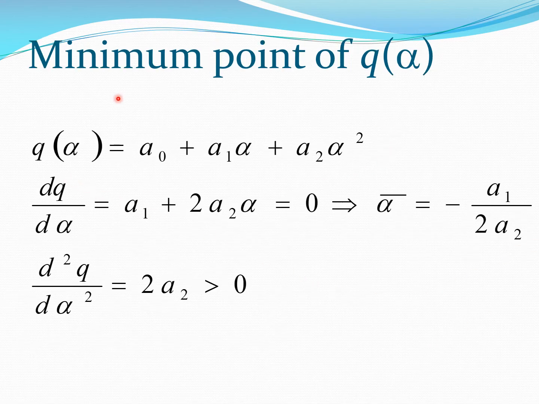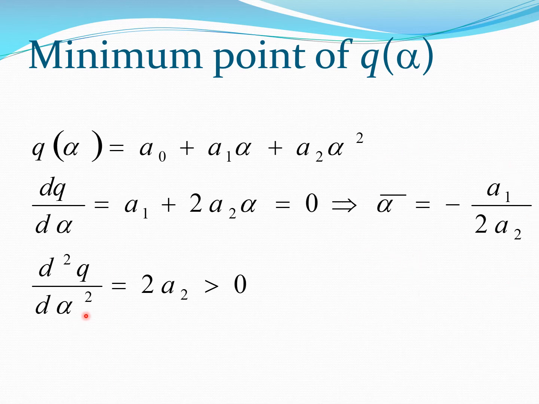So once you have obtained this quadratic fit q of alpha, you can find the minimum point of q of alpha by taking the first derivative of q and setting it to 0. So the first derivative becomes a1 plus 2a2 alpha. You put it equal to 0, and you get alpha bar is negative a1 by 2a2. So this is the stationary point for this quadratic function.